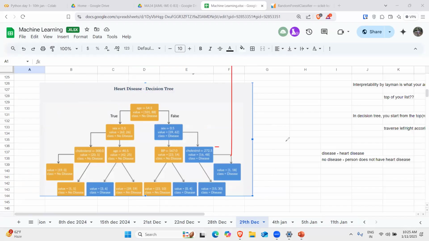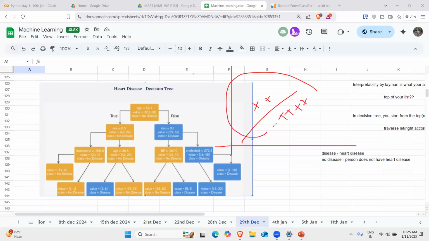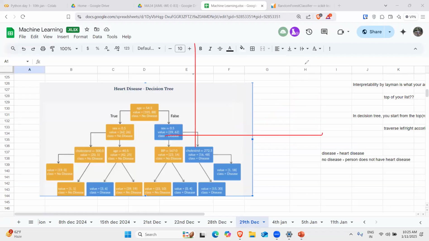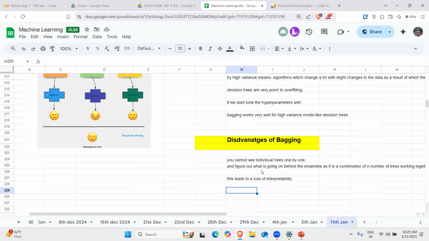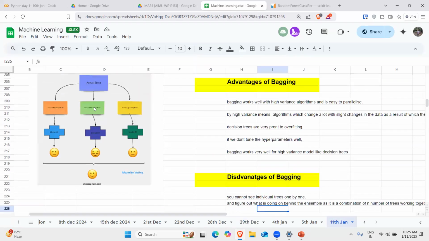But in linear regression, is that the case? It's not the case, right? You have to explain this. Interpretability is very low. Similarly, logistic regression is not highly interpretable. But a decision tree is excellently interpretable. When it comes to interpretability, it is excellent. But as you're using multiple decision trees, you cannot see what is going on behind, right?